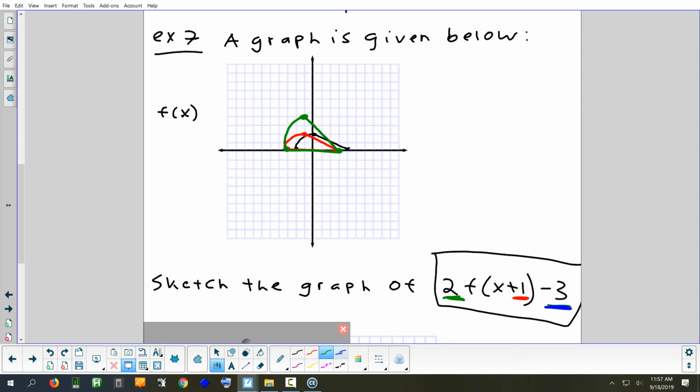Now, what about the minus 3? You've subtracted on the end of the function. Emily? It's going to go down 3. 1, 2, 3. 1, 2, 3. 1, 2, 3. So I know it's kind of hard to see, but in blue, that is the final answer from the image in black.